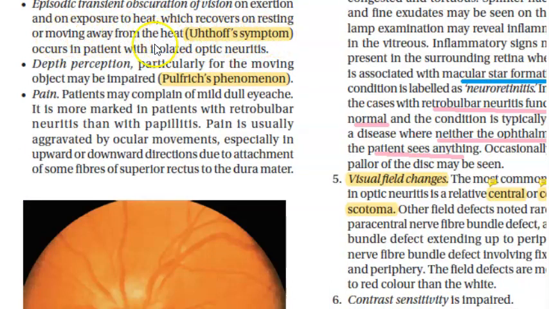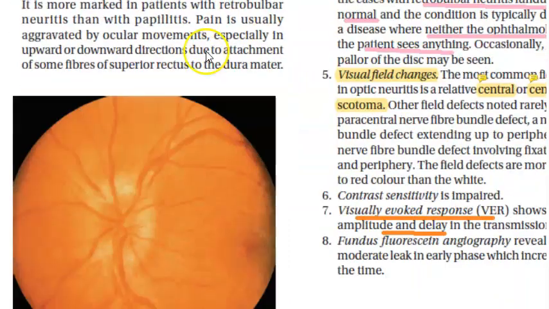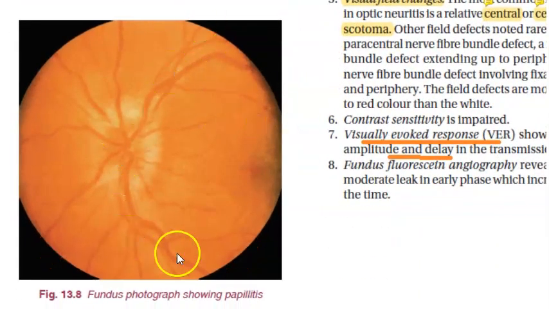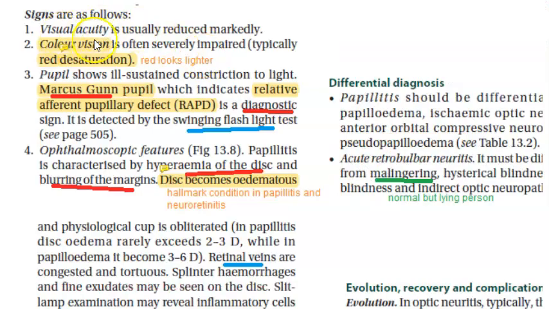Worse with heat. Moving object perception may be impaired. Pulfrich phenomenon. Uhthoff's symptom. There are some very specific words. Pain: a dull, mild eye ache. So, fundus photograph showing papillitis, inflammation of the optic disc. Signs, what all you will see.